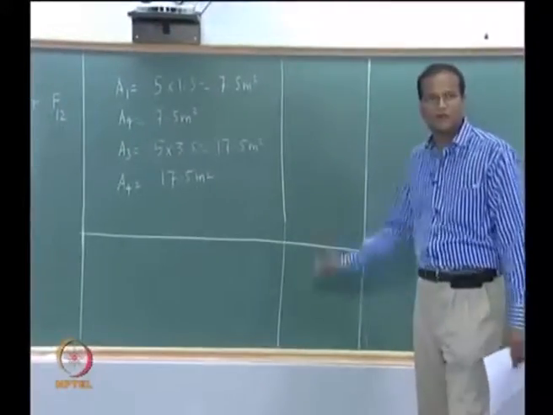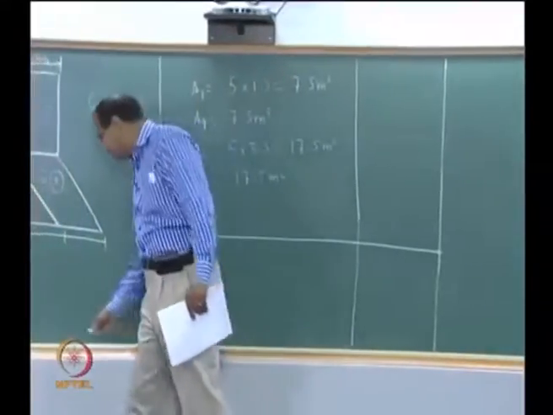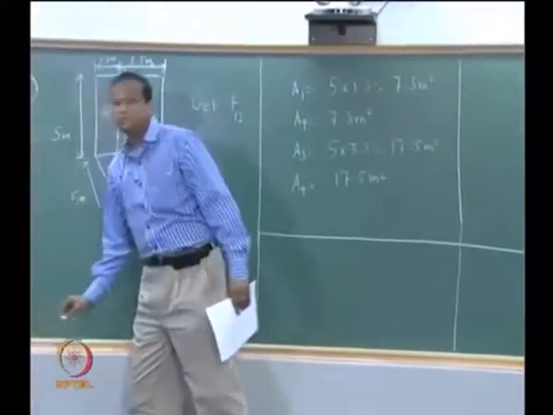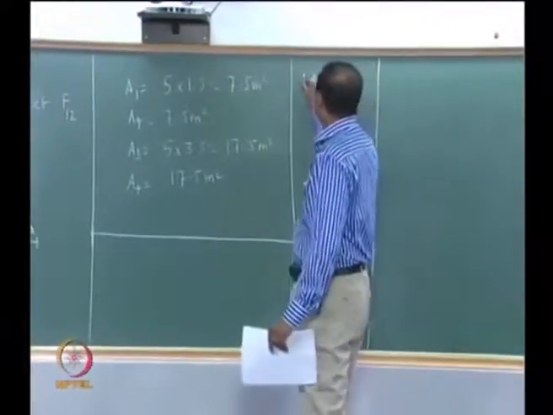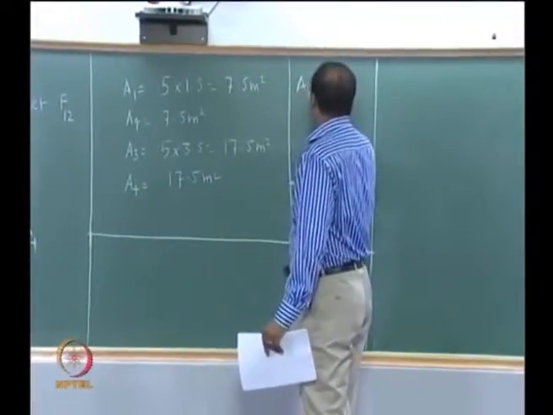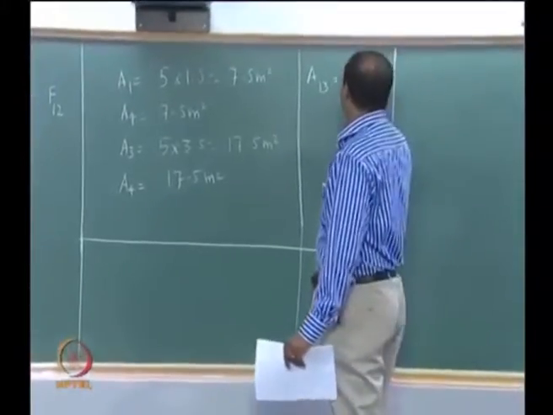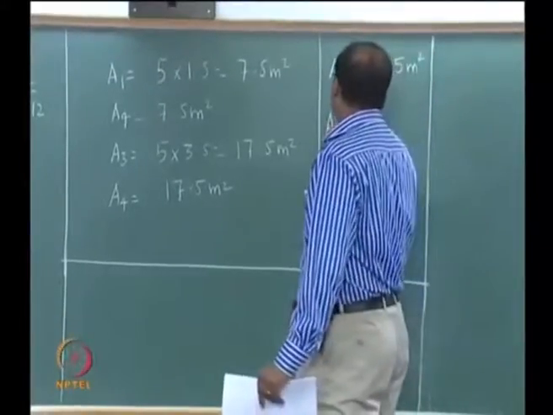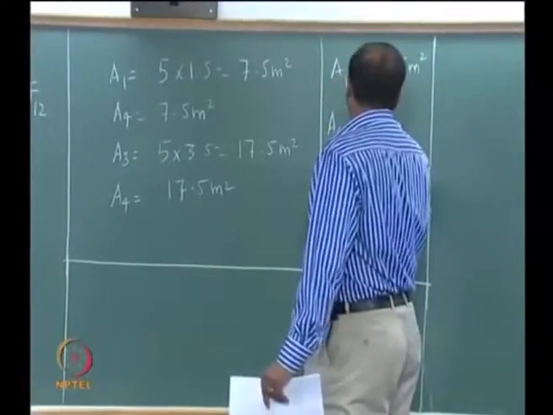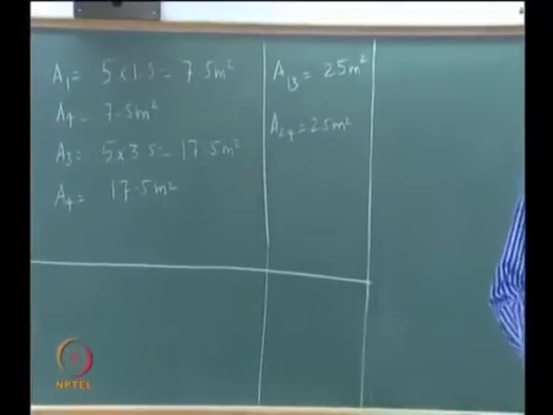Latecomers, we just started on a view factor problem. It is self-explanatory. A13 equals 25 meter square, very good. A24, okay, fine. So we listed the 6 areas.